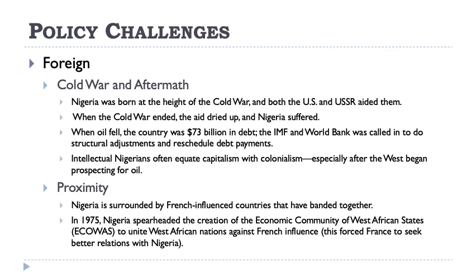And then, of course, we talked before about the proximity of Nigeria to the other French-influenced countries, and they've been working hard to try to band together with them, to try to generate more cooperation and economic development in the area. And so, in 1975, they spearheaded the Economic Community of West African States, which is ECOWAS, to unite the West African nations against French influence. France itself, that is, for them to seek better relations with Nigeria.